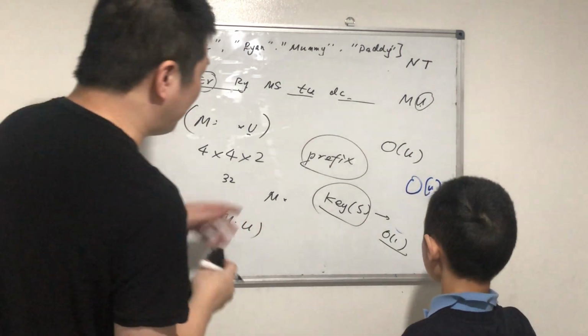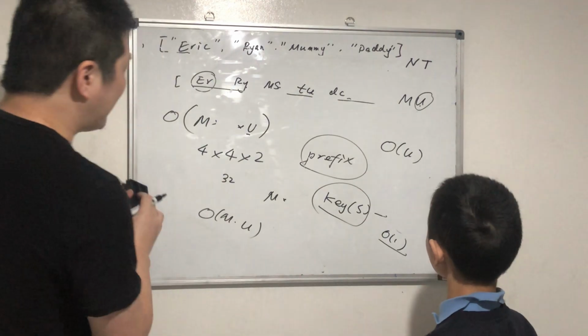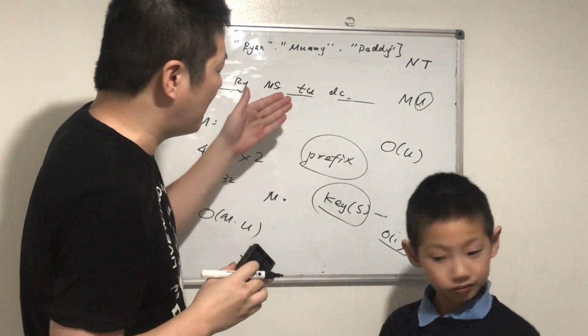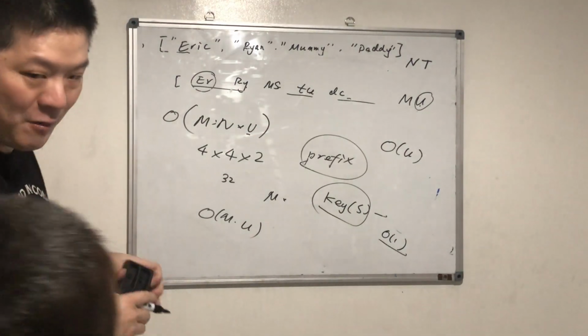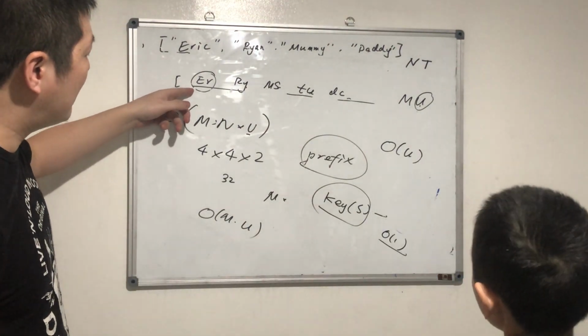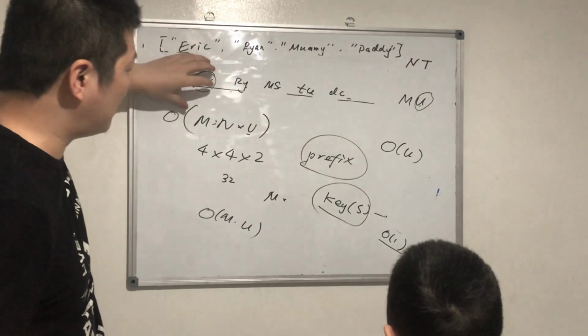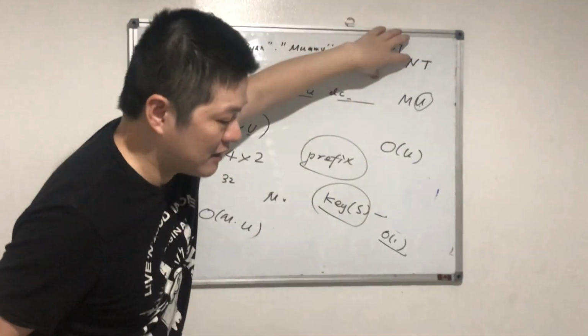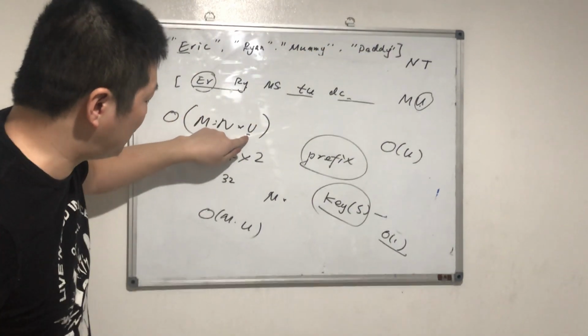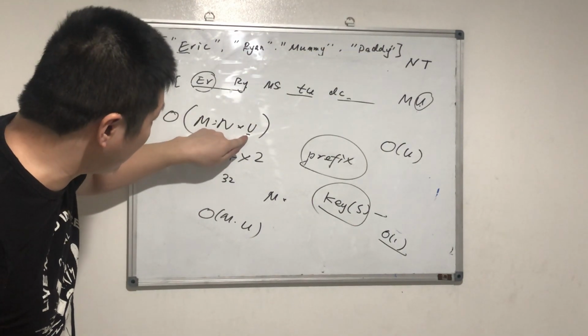But now we are talking about a different problem, which is the prefix. For prefix, if you're going through this, the brute force search is O(M times N times U). Let me repeat. There are M strings, and you need to look for them in the N strings. For each one, you need to check U characters.